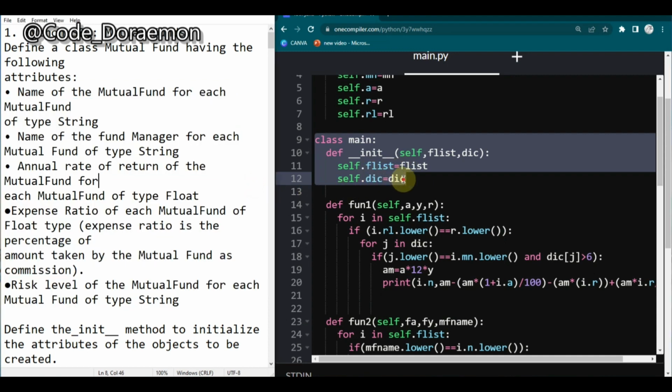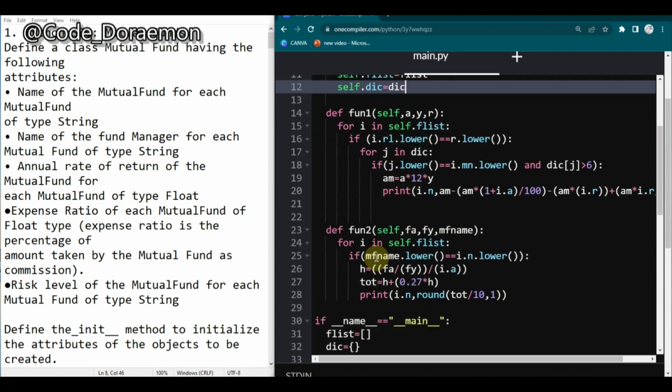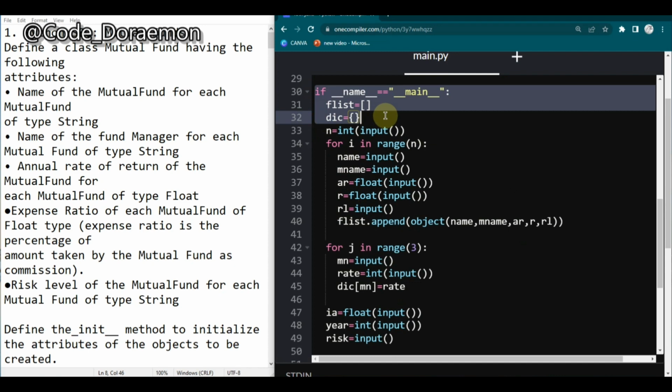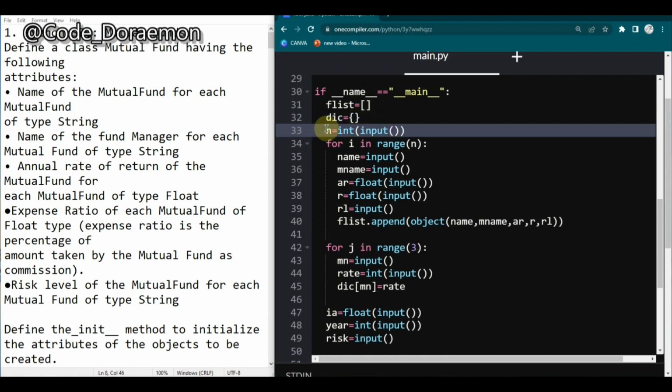So for this question there is an extra dictionary, so I've declared that, and I'll be coming to fun one and fun two in the later part. And then this is our main function. So basically we'll declare the f list and dic, and the first thing we get in the input is the number of inputs which you are going to get.